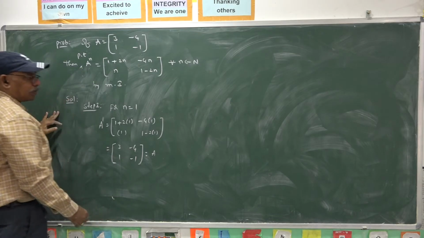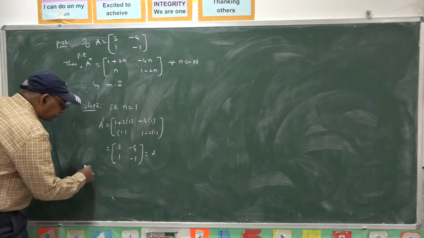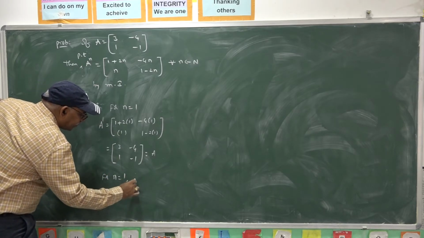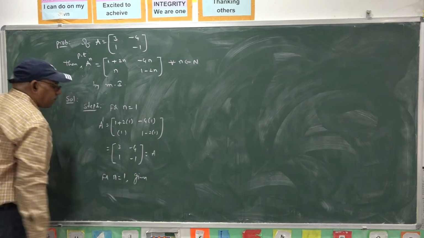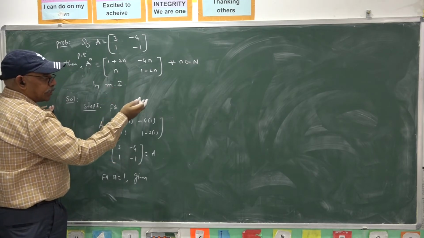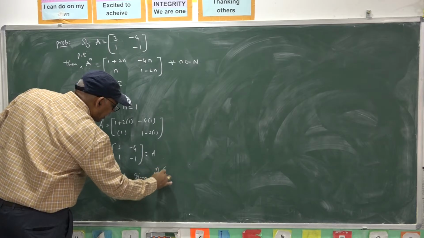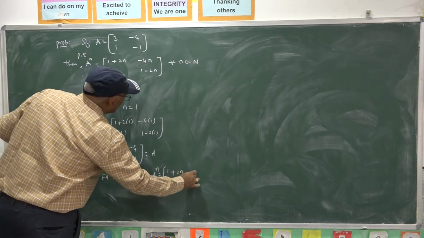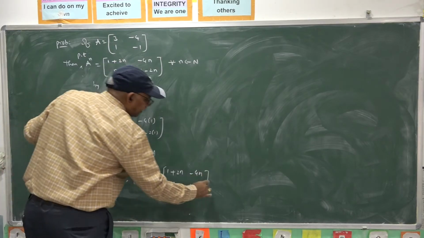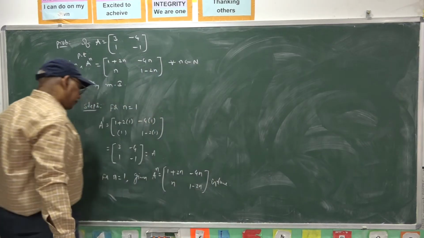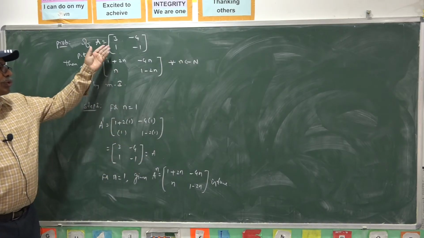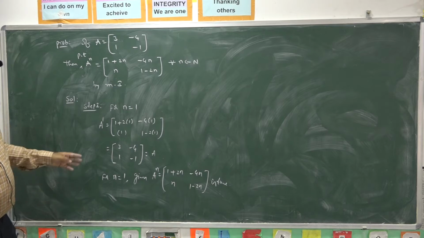So for n equal to 1, the statement is true. For n equal to 1, the given A power n equal to 1 plus 2n minus 4n, n 1 minus 2n is true. In case of taking n equal to 1, that gives us A itself, which is true. Already A is given as 3 minus 4, 1 minus 1.